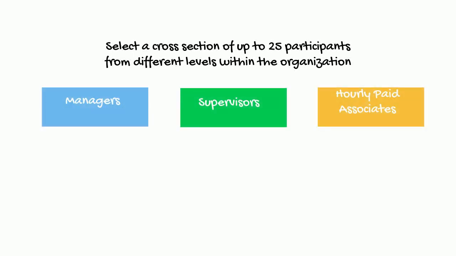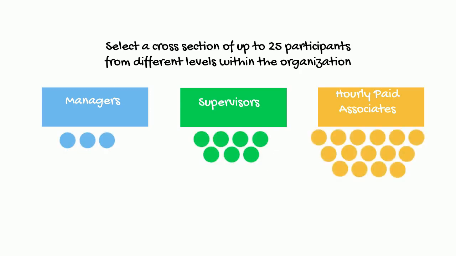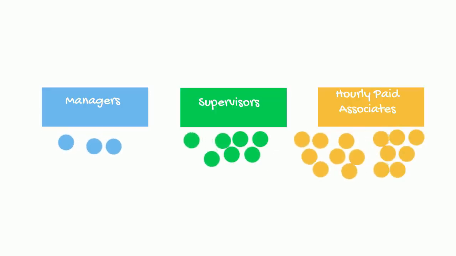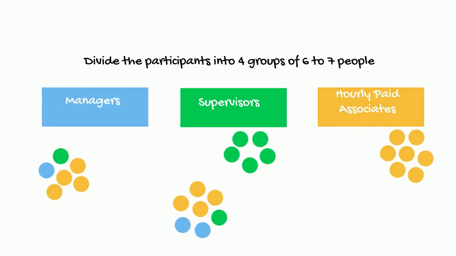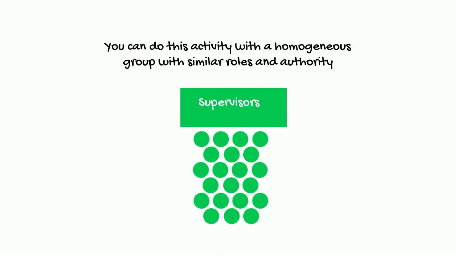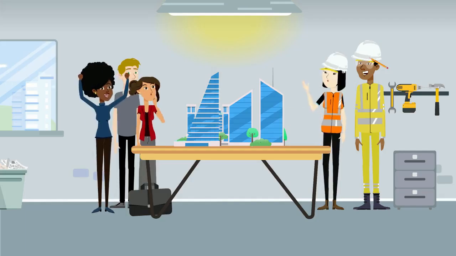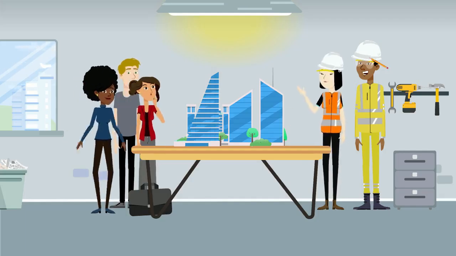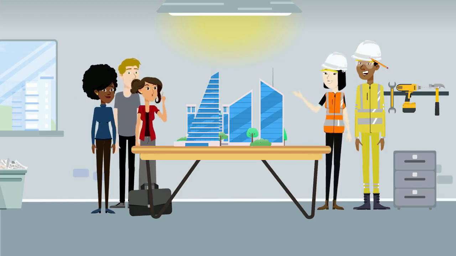Select a cross-section of up to 25 participants from different levels within the organisation. Supervisors and hourly paid associates, executives, managers, and direct reports. Divide the participants into 4 groups of 6 to 7 people. You can do this activity with a homogeneous group with similar roles and authority, but having a mixed group, as you will see, usually results in an exciting process with laughter, insight, and positive feelings.